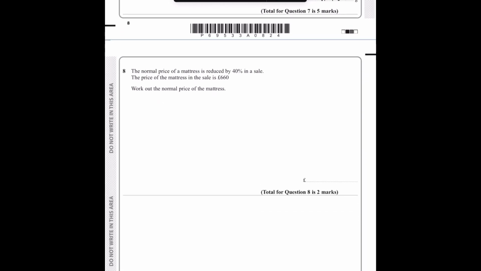Looking at question 8 now. Question 8 says the normal price of a mattress is reduced by 40% in a sale. The price of the mattress in the sale is £660. Work out the normal price of the mattress. So we have the original price of the mattress, and then it's reduced by 40%, which then becomes £660.